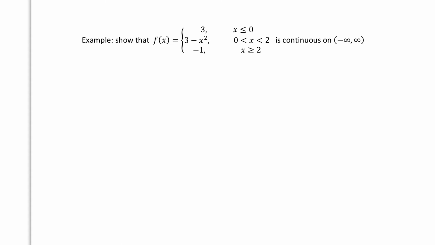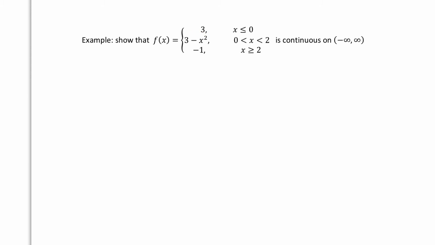Now let's go ahead and look at a more complicated function. Here we have f(x), and it's going to be a piecewise function, so it comes in pieces. There's going to be 3 when x is less than or equal to 0, 3 minus x squared when x is between 0 and 2, and negative 1 when x is greater than or equal to 2. We want to show this is continuous on negative infinity to infinity. Well, how might we do that? How might we show that it's continuous? And we're going to look at each piece on its own.